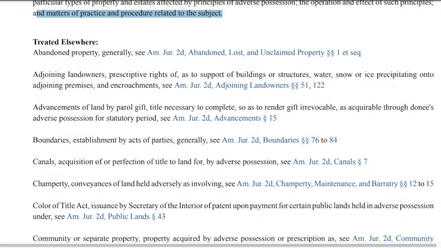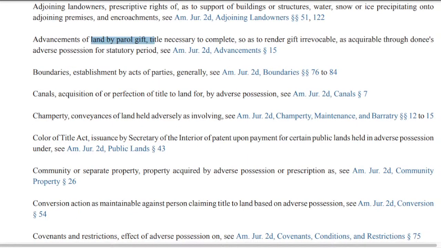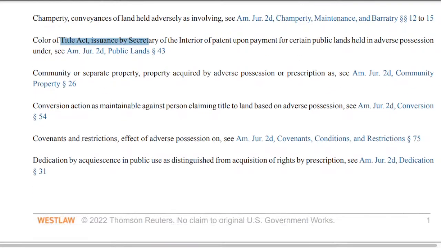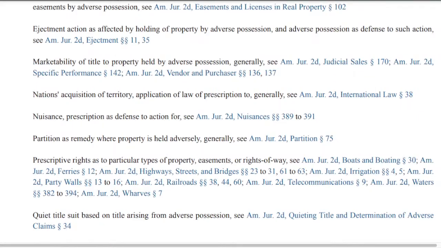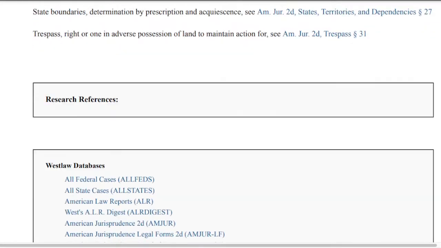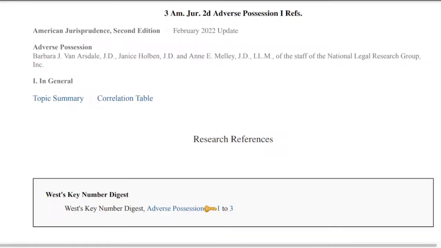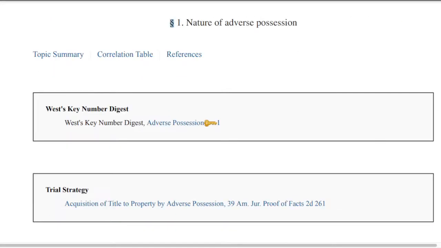So let's continue. And treated elsewhere will have things like generally abandoned property, abandoned lots and unclaimed property, adjoining landowners, advancements of land by parol gift, which is a verbal declaration, color of title act. So there's a lot of other ones, for Secretary of Interior patent upon land. So a lot of things here that are in other episodes or other volumes of American Jurisprudence. But let's get right into what we're doing here tonight, and that is Section 1, Nature of Adverse Possession.